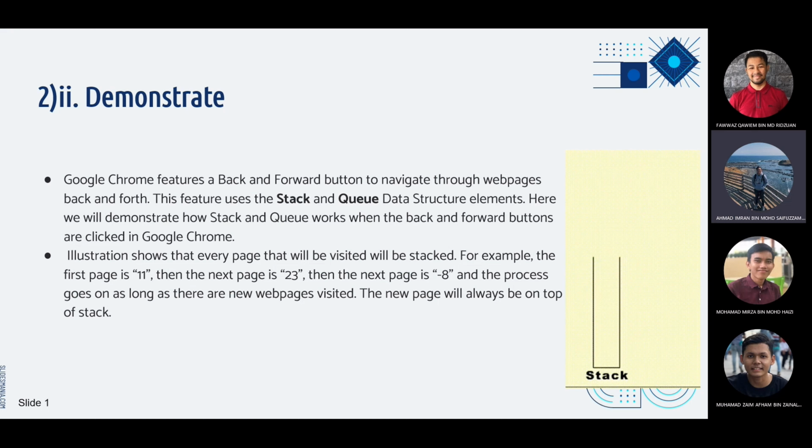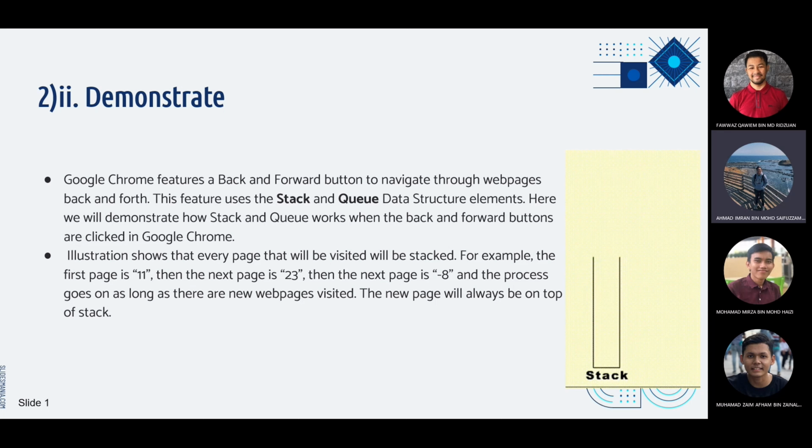Okay, moving to the next question, which is the demonstration of the data structure we've chosen, which is stack and queue, applied in Google Chrome. Firstly, Google Chrome, as we just said, features a back and forward button to navigate through web pages back and forth. This feature specifically uses the stack and queue data structure elements. Here, we will demonstrate how stack and queue work when the back and forward buttons are clicked in Google Chrome.